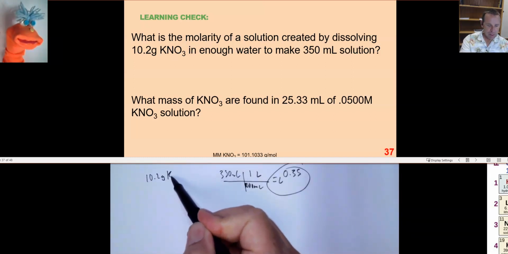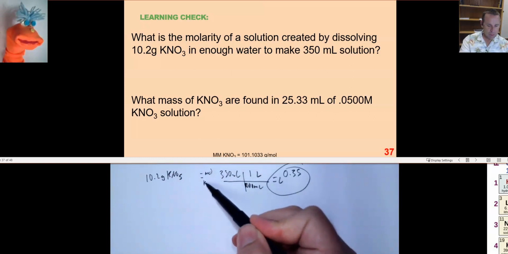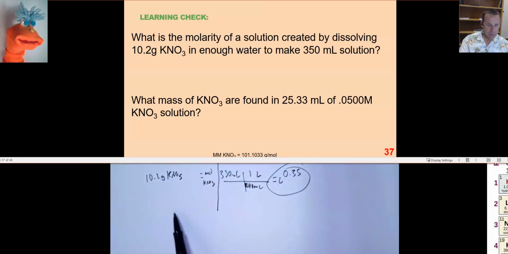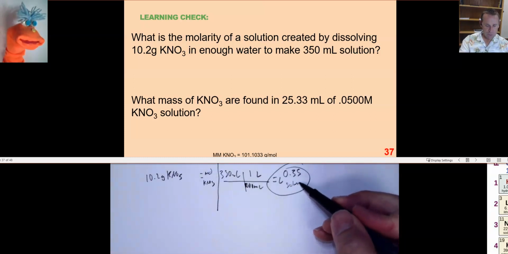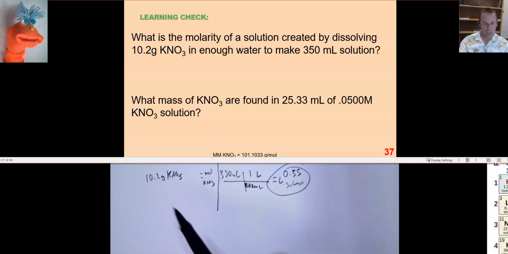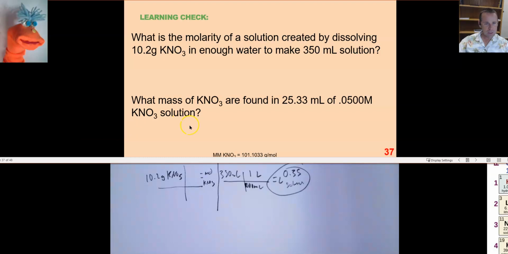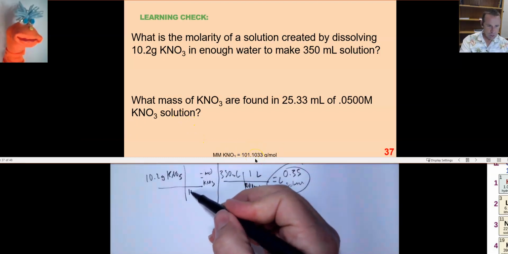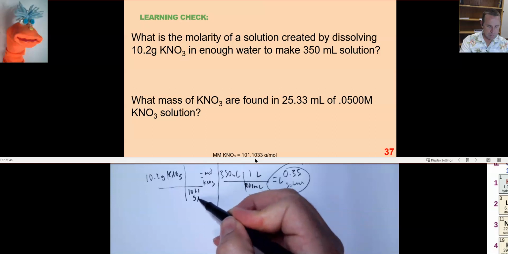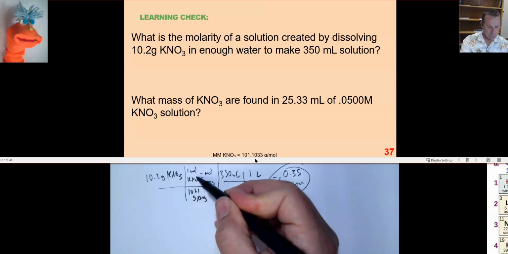10.2 grams of potassium nitrate. And I want that to be in moles of potassium nitrate, right? Because if I can find my moles of my solute, my liters of solution, right? Then I can put the moles of the solute over the liters of solution and get my molarity, right? So what's the molar mass of potassium nitrate? 101.1. Okay, and you got that from this down here, right? Yeah. So 101.1 grams of potassium nitrate for every 1 mole of potassium nitrate.